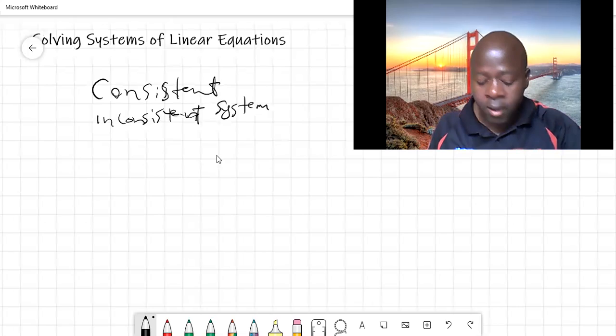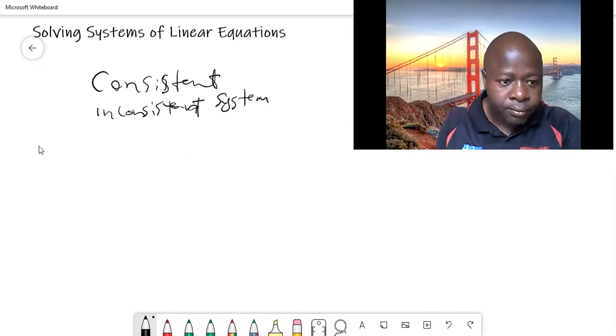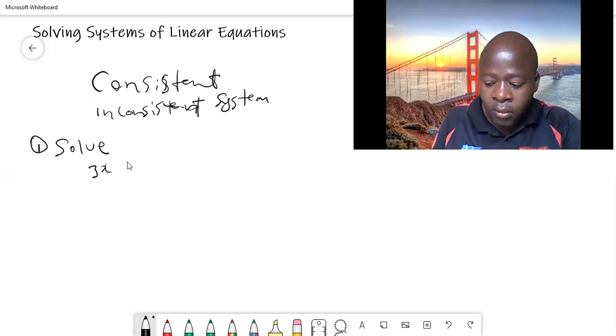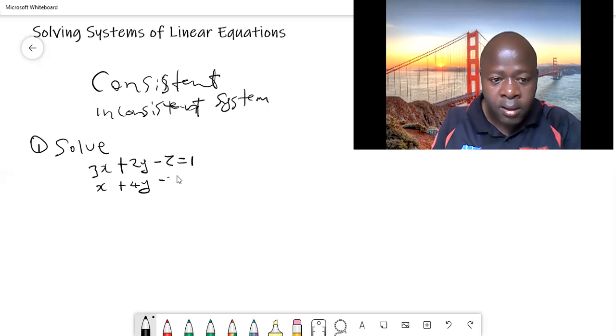And our first example will be: solve 3x plus 2y minus z equals 1, x plus 4y minus 3z equals 11, and negative 2x plus 3y plus 5z equals 21.